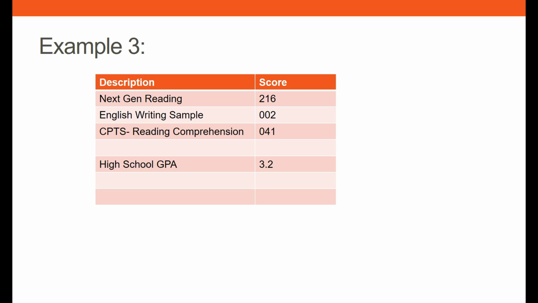Let's say a student has a Next Gen score of 216, a writing sample of 2, a Classic reading comprehension of 41, and a high school GPA. Where would they place? Well, 228 and below means a 002 placement. A 41 also means a 002 placement. The 2 in their writing placement normally means that they would take 050, but because their high school GPA is a 3.2, that bumps them up into 051. So that student could take 002 and 051.